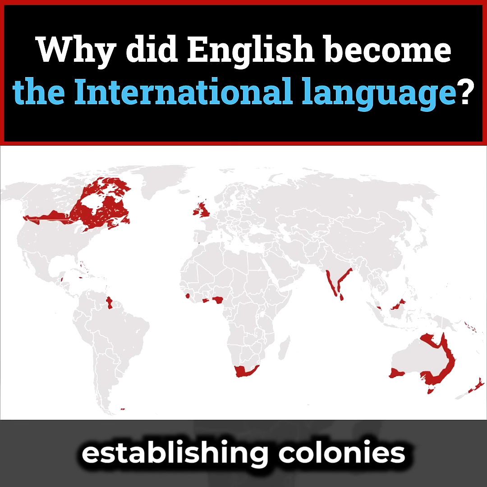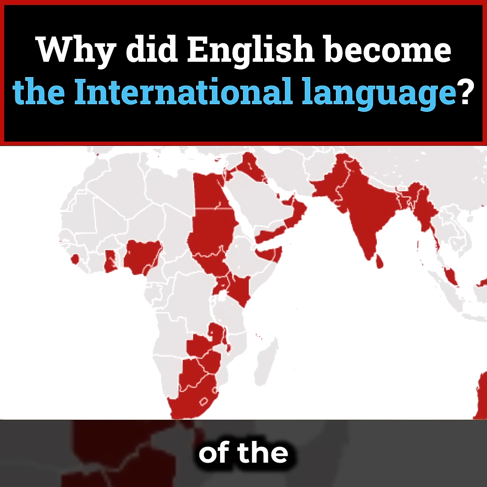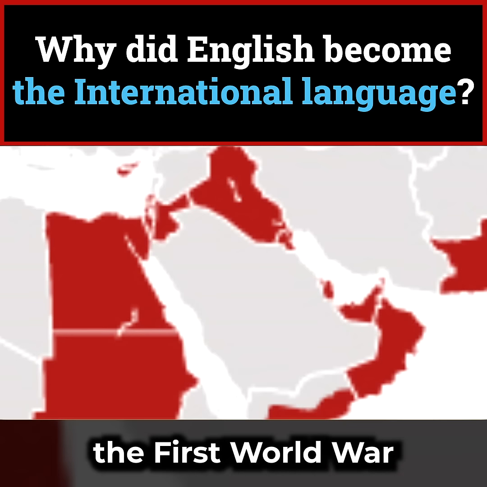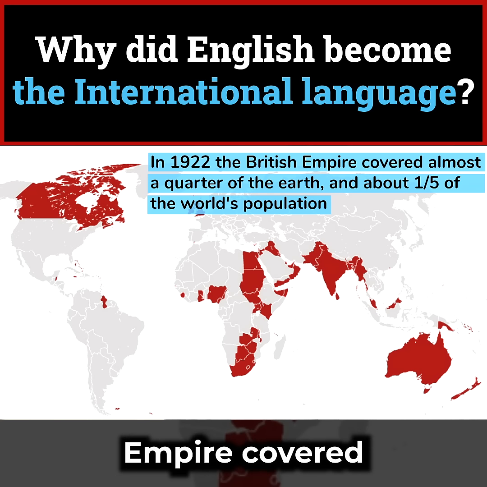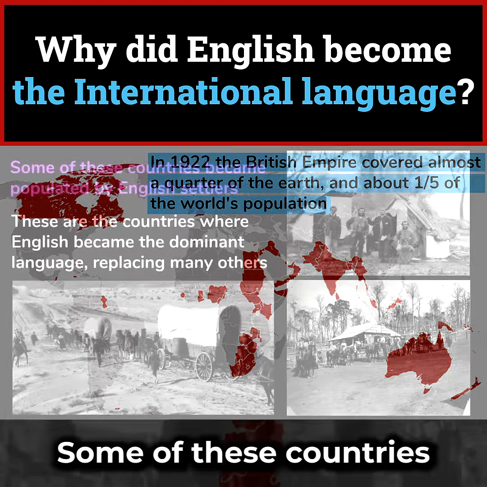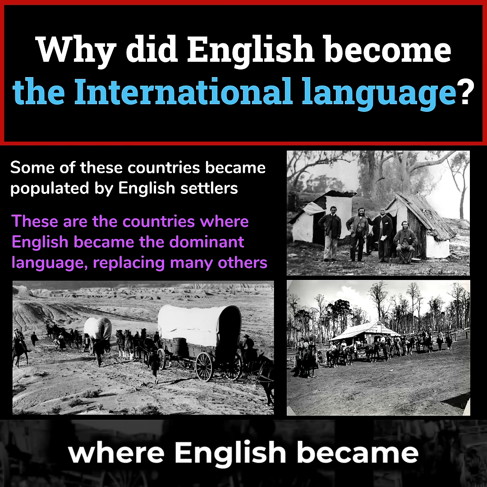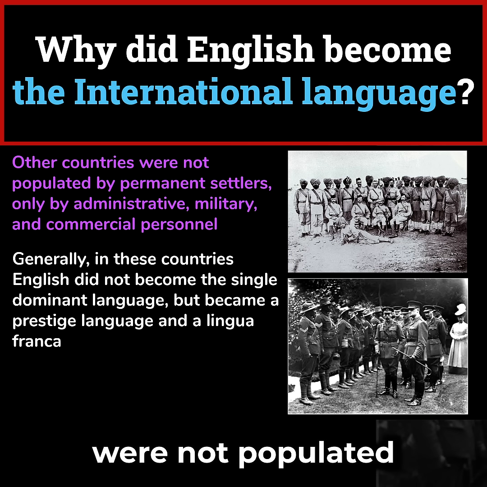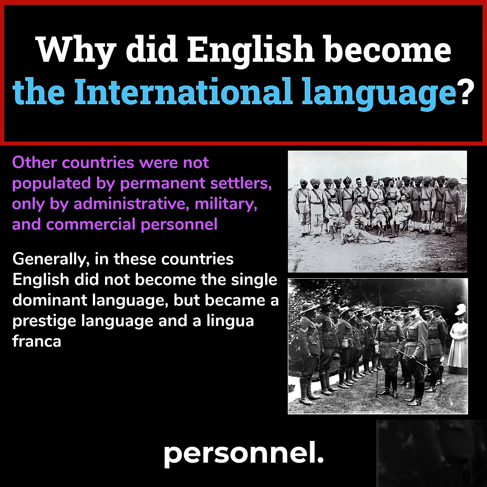The British kept on establishing colonies after American independence, including much larger areas of the Indian subcontinent and Africa, Australia and New Zealand, and after the First World War, in the Middle East. In 1922, the British Empire covered almost a quarter of the Earth and about 1/5 of the world's population. Some of these countries became populated by English settlers, and these are the countries where English became the dominant language, replacing many others.